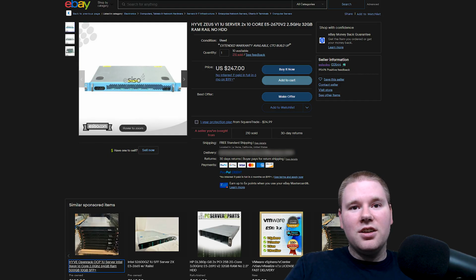I managed to find a Hive Zeus with dual 10-core V2 Xeons and 64 gigs of RAM for $170. Used. Something you should know before you buy one.